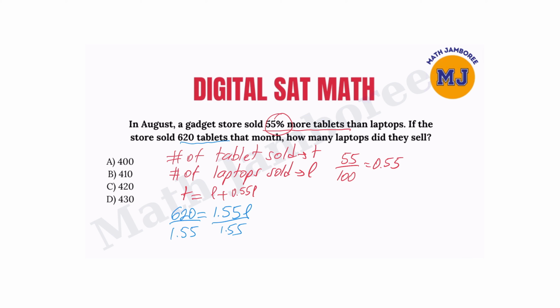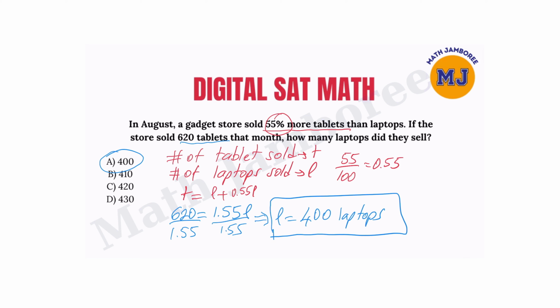You're allowed to use your calculator during the test. If you use your calculator, you will calculate L: when you divide 620 by 1.55, you get 400 laptops. So the correct answer for this specific question is choice A.